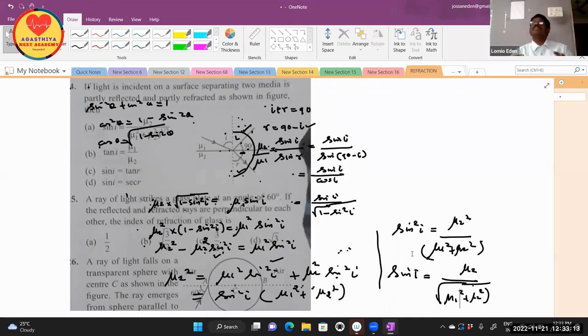It depends upon the answers given in the options. You have to derive the formula. Okay. While solving, you have to see the options given, so that we can derive according to the options given.